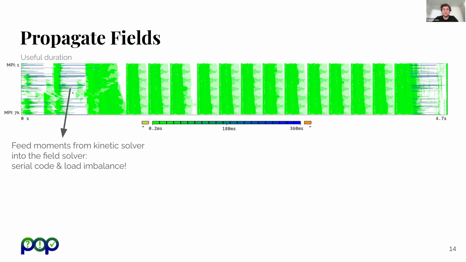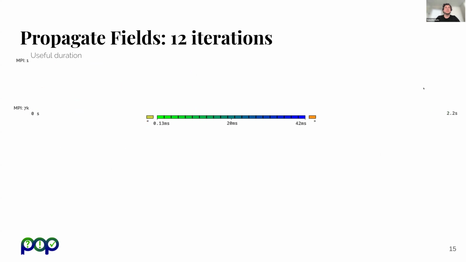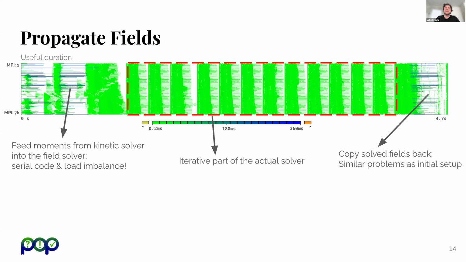This is done using a third-party library, which doesn't support OpenMP threading. So this is actually serial code. The developers were already aware, and I think they already fixed it, but this is an artifact that we look at in this version of the code that we're having. Very similarly, in the back, the initial setup, copying the solved fields out again, depends heavily on this library that is not OpenMP supported. So we have serial code and heavy load imbalance.